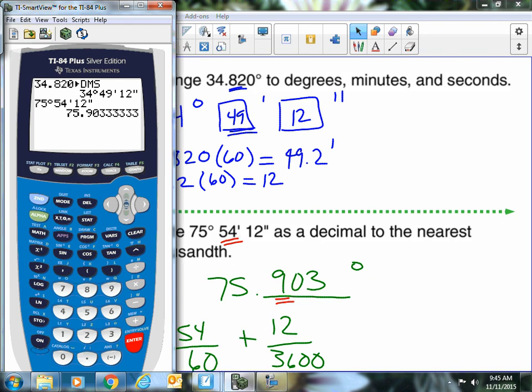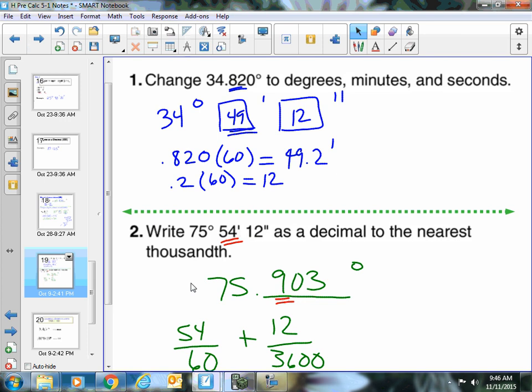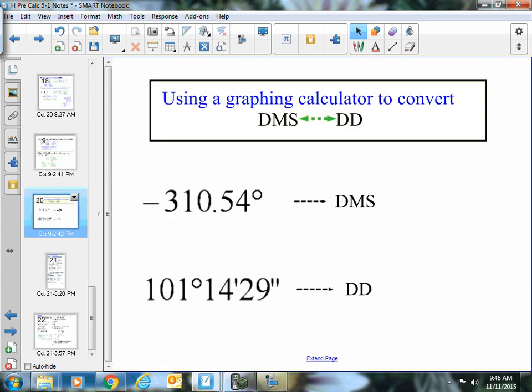Now, again, I don't know that keystroke-wise going into those menus is any faster than just doing 54 divided by 60 plus 12 divided by 3600. But if you forget and you're not sure, it's a great backup plan for being able to double check and know that you have it converted over. So I just need you to be able to do that quickly and easily every single time we need to change them over. So go ahead and try these two on your graphing calculator. Now do those conversions. Go ahead and pause the video so you can double check. Actually type it in first and then check your answers. So go ahead and pause and try them.